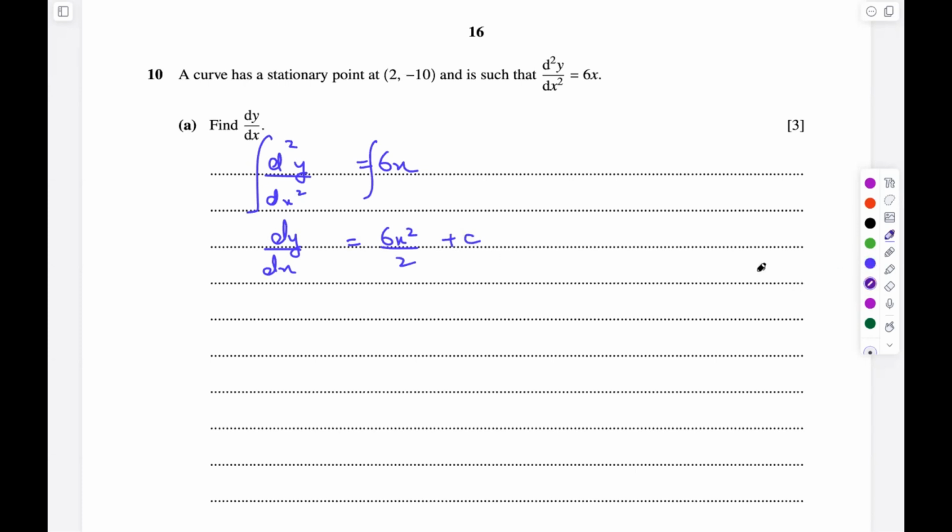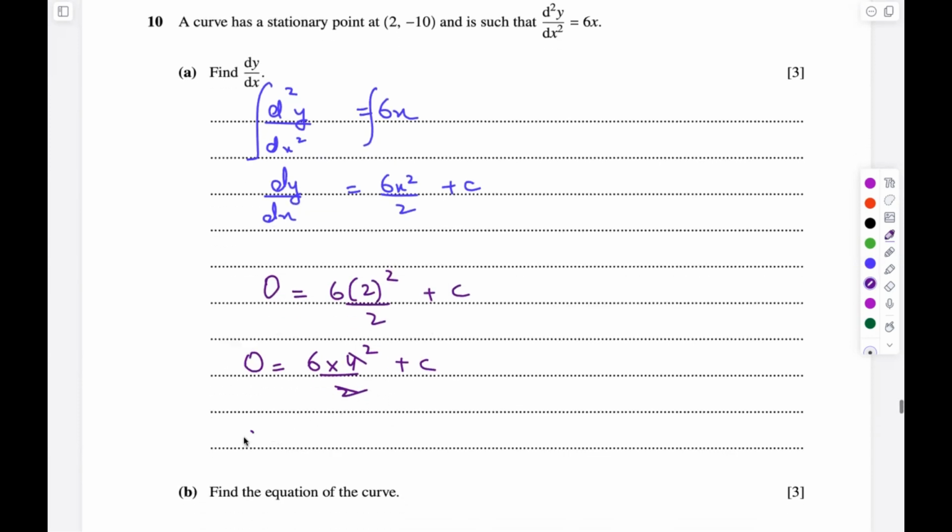Now, to find the value of c, the curve had a stationary point at (2, -10). At a stationary point, dy/dx is 0 and the value of x is 2. So this will become 6 into 2²/2 plus c. Simplifying, we get 6 into 4/2 plus c, which is 6 into 2 plus c. So the value of c will be equal to -12. So we can write the expression of dy/dx as 6x²/2, which is 3x² minus 12.